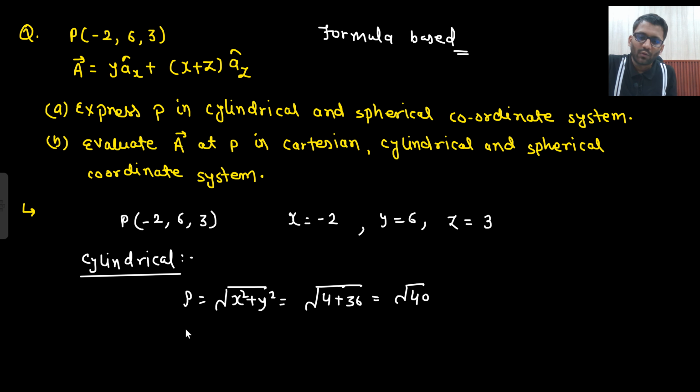And what will be my phi? Phi will be tan inverse y by x. Tan inverse y by x. But wait a second. Here x is negative. So let's make the quadrant.